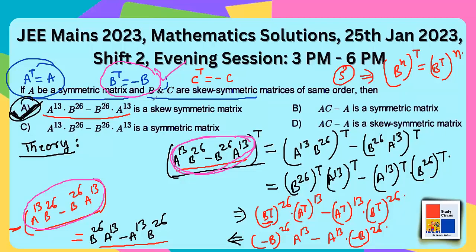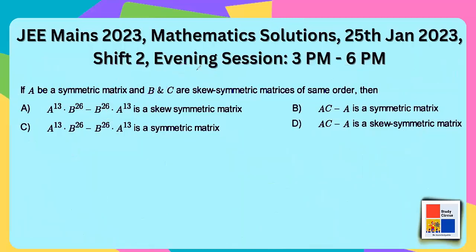Since we only have to select one choice, we don't need to check the others. But if you try to find out this one also, you'll see that AC minus A is neither symmetric nor skew-symmetric. If you want, I can simply check this one also here. We saw that the earlier thing was coming out to be skew-symmetric. Let's try this out also.